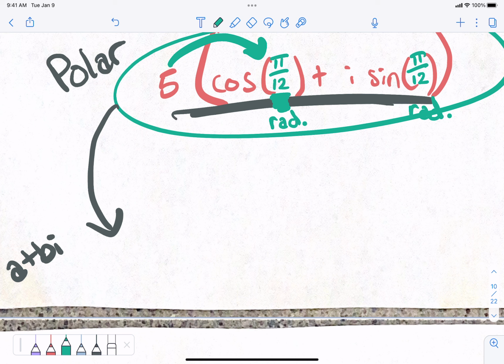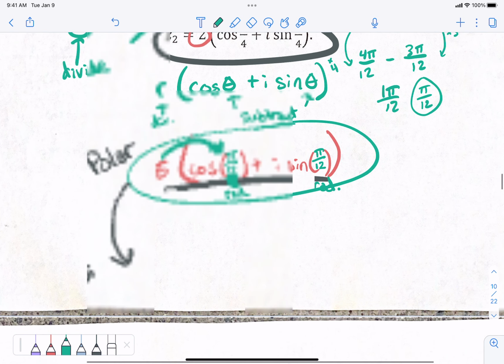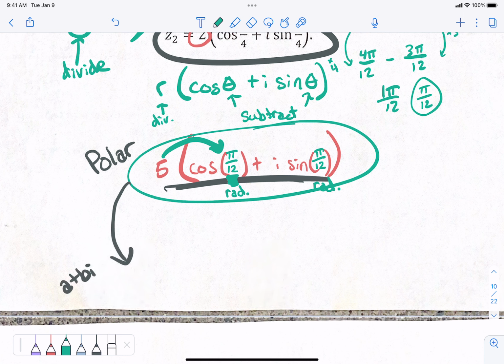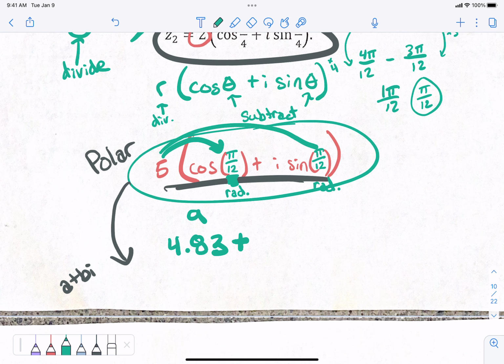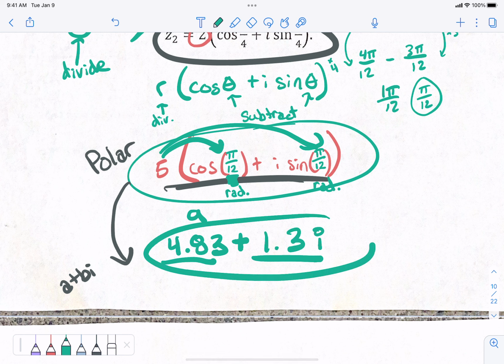Tell me what 5 cosine of pi over 12 is. 4.83. Okay, so 4.83 plus, that's your A, plus B will be 5 times sine of pi over 12. Do that. Just go back and switch your cosine to sine. 5 times sine of pi over 12. So A plus bi, what's your B? 1.3. So that's how you switch to a plus bi form.